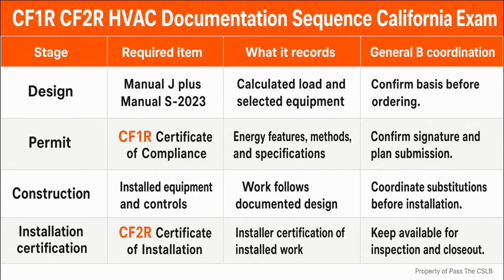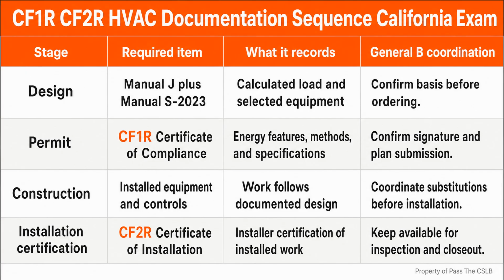The General B role is coordination. I do not assume that the General B personally authors the energy calculation or signs as the responsible person unless that individual is actually qualified and eligible to do so. I do expect the General B to know who is preparing the document, who is responsible for signing it, whether it is complete for the permit phase, and whether the installation certificate will be produced for inspection and closeout.